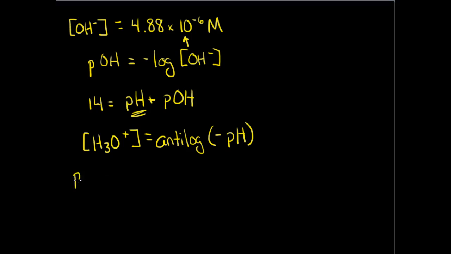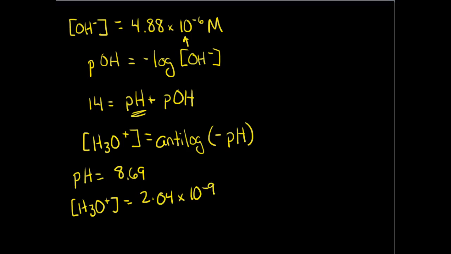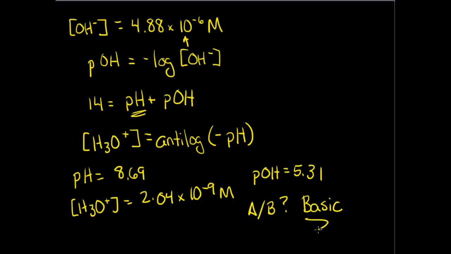So running these down, I got a pH of about 8.69. I got a hydronium ion concentration of 2.04 times 10 to the minus 9th molar. I've got a pOH of 5.31, and whether this thing is acidic or basic, go back to pH. 8.69, again, above 7, this stuff is basic.